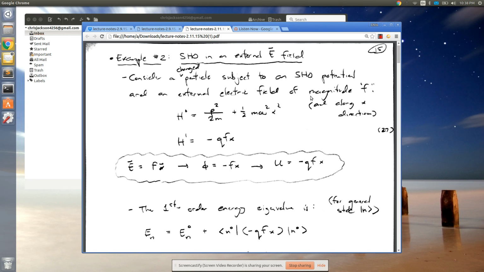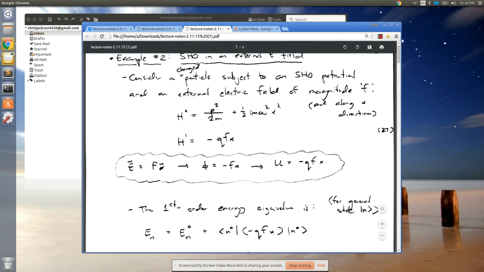Okay, so we need to write down our full Hamiltonian. Our full Hamiltonian will be the simple harmonic oscillator Hamiltonian plus the term coming from the interaction of the charged particle with the electric field. The simple Hamiltonian is the one from the simple harmonic oscillator, so it's just the kinetic term and then the usual potential, the x squared term.